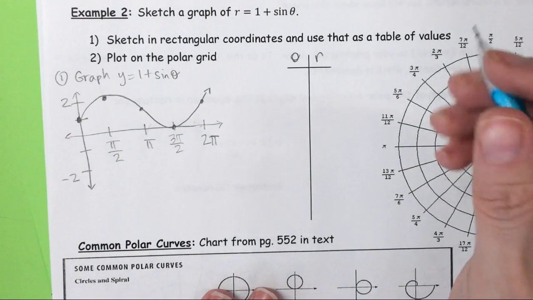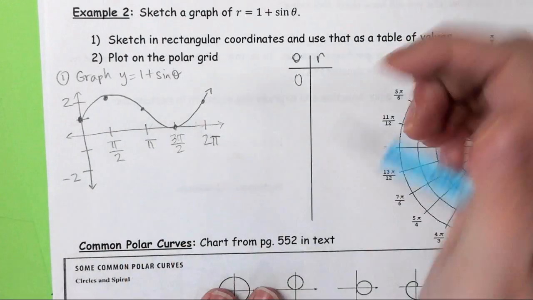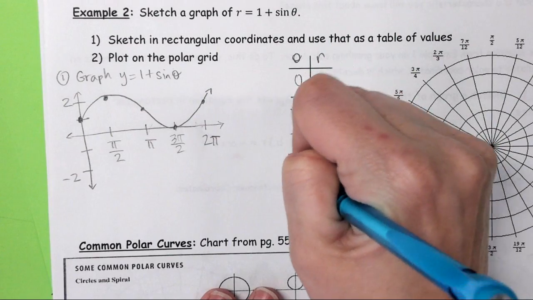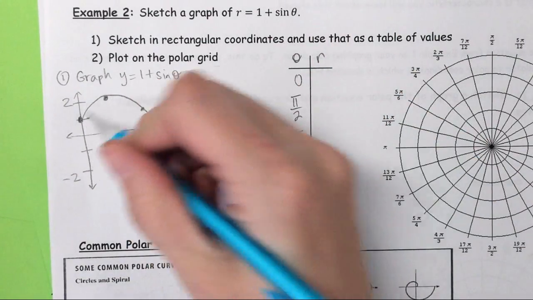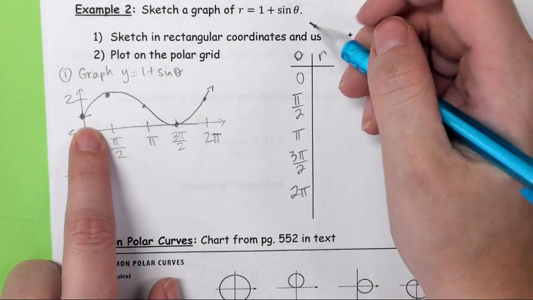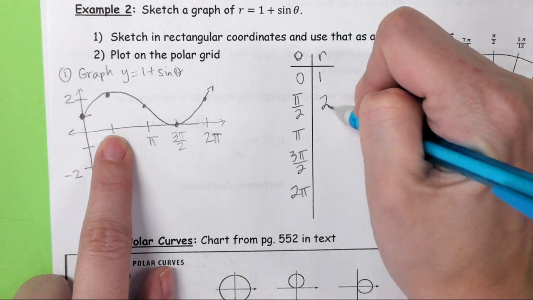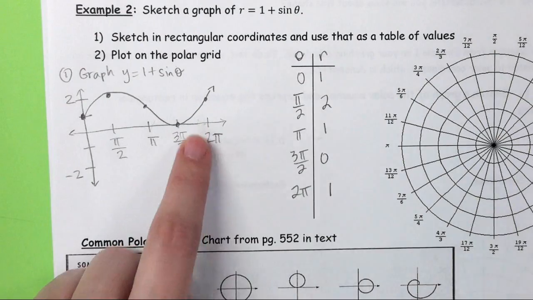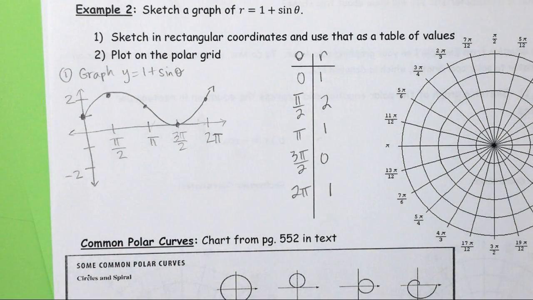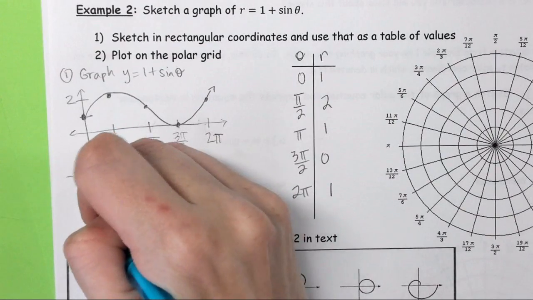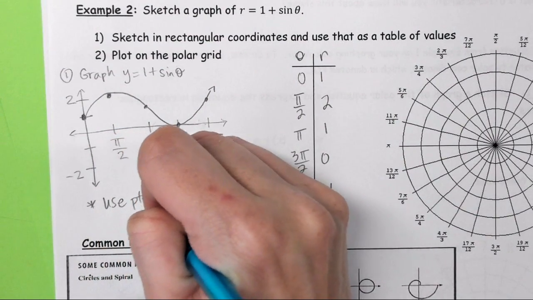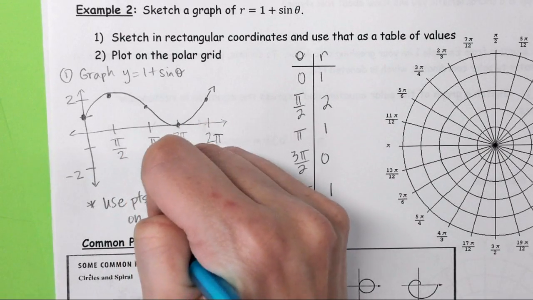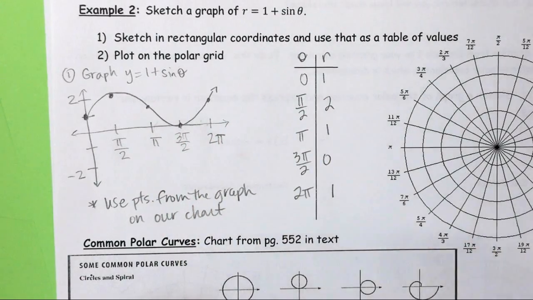So go ahead and write down your theta values. We're going to do 0, pi over 2, pi, 3 pi over 2, 2 pi. And again, it's just these points here, right? So this would be 0, 1; pi over 2, 2; pi, 1; 3 pi over 2, 0; 2 pi, 1. Okay, so we are going to use points from the graph on our chart.